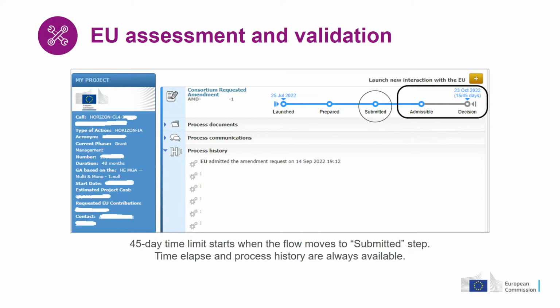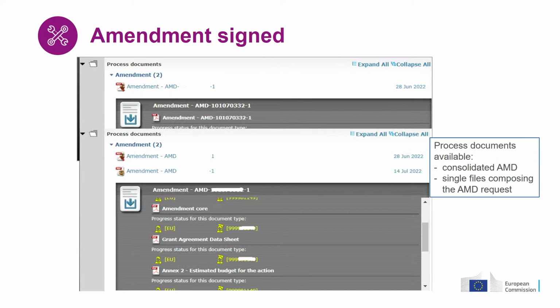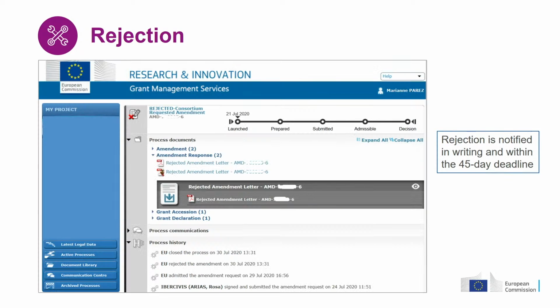As said, when the workflow moves to the submitted step, the 45-day time limit starts. At this point, two options are possible. The EU signs, and in the folder Process Documents, you will find the consolidated version of your amendment and all the single files composing your request. Or the EU, the granting authority, may reject your request. So in the Process Documents folder, you will also find a rejected amendment letter explaining the reasons why.